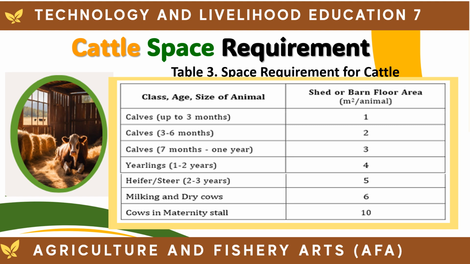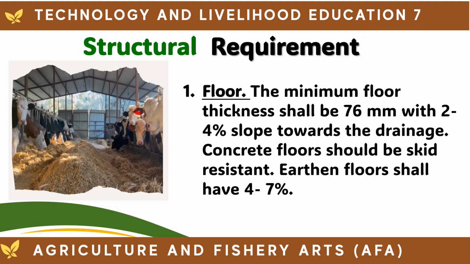Table 3 shows the space requirement for cattle. Structural requirement. The floor. The minimum floor thickness shall be 76 mm with 2 to 4% slope towards the drainage. Concrete floors should be skid resistant. Earthen floors shall have 4 to 7%.